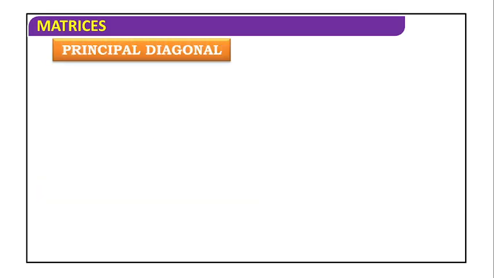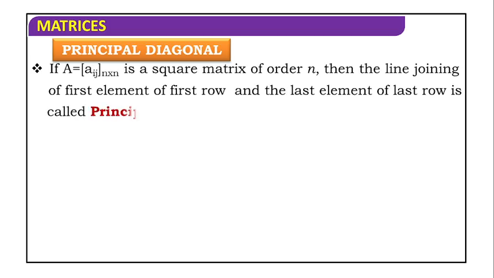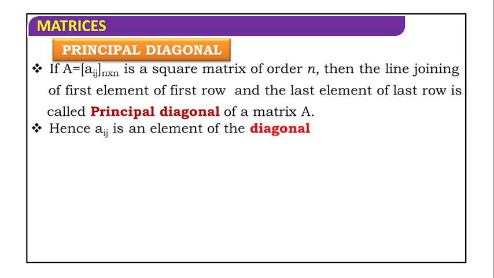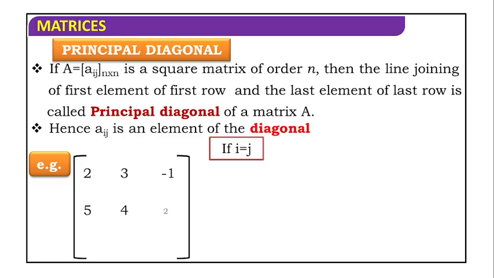Principal diagonal. Principal diagonal means in a matrix of order n, the line joining the first element of the first row and the last element of the last row is called the principal diagonal of the matrix. Hence A_ij, A11, A12, A13 like that, where i is equal to j. Through the example you can understand very easily.